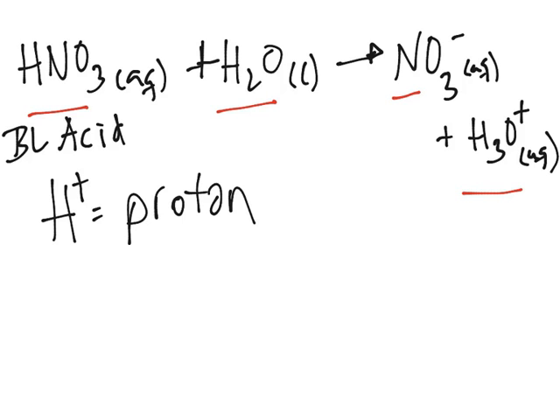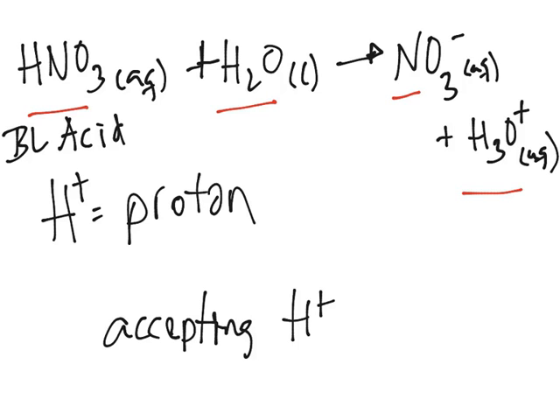So we know that a Bronsted-Lowry base is a proton acceptor. If it is accepting that H+, it means that this is going to be our Bronsted-Lowry base. Okay? So you have to look at the products and see what gained a proton and what lost a proton. The NO3 minus lost a proton, so the HNO3 would be the acid that gave that proton to water to form the hydronium.